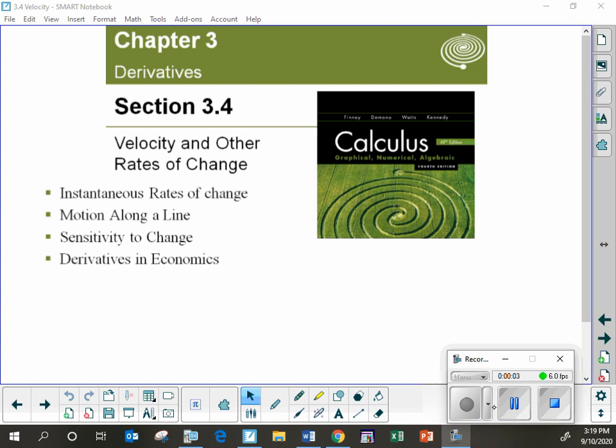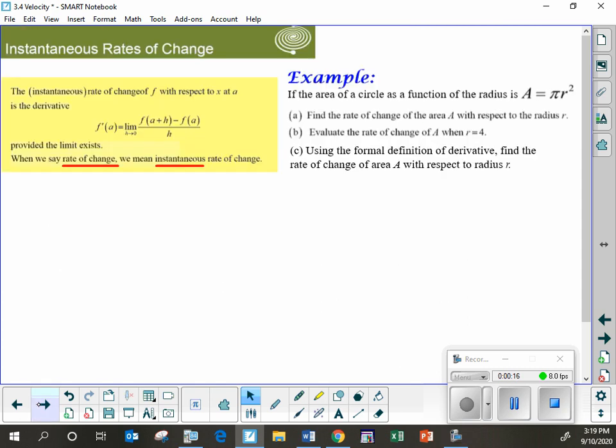Lesson 3.4, this one is about velocity and other rates of change, motion along a line. We'll look at an example in econ using derivatives, because I know a few of you are taking econ classes currently. So instantaneous rate of change, we understand that instantaneous rate of change is talking about the first derivative. And when we say rate of change, we really mean the instantaneous rate of change. We know this is the formal definition of a derivative, and let's take it away.